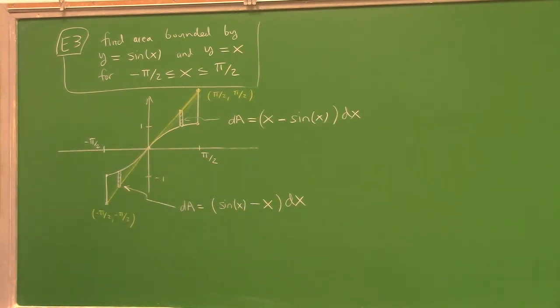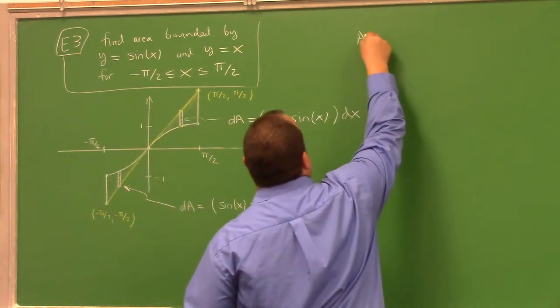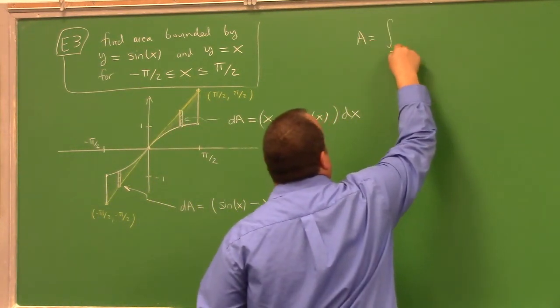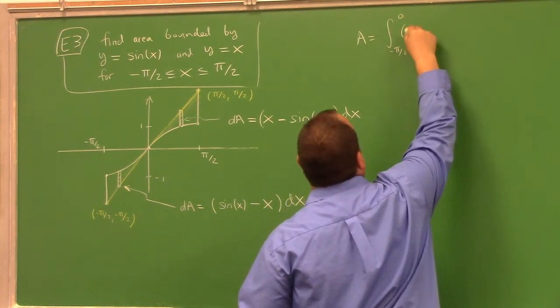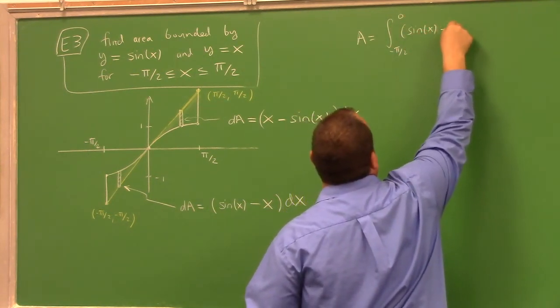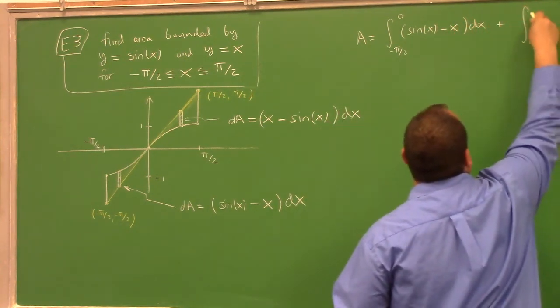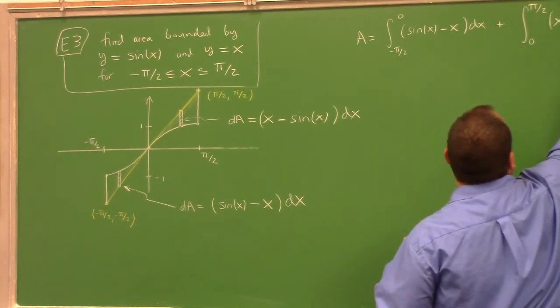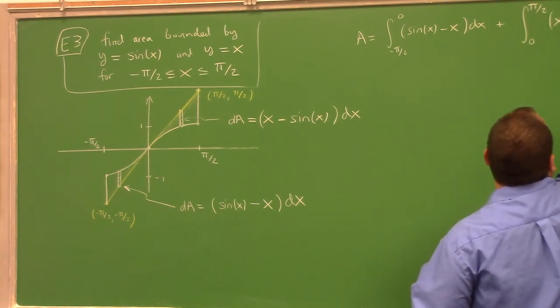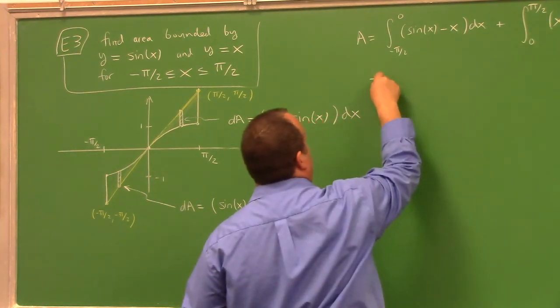Now, I say that, but there's even a lazier way to do this one. But I'm going to write this out. So A is the integral from minus pi over 2 to 0 of sine x minus x dx plus the integral from 0 to pi over 2 of x minus sine x dx. Now, can you guys tell me how I can be lazier and avoid half of the calculation here?